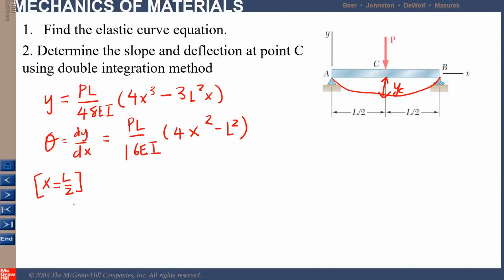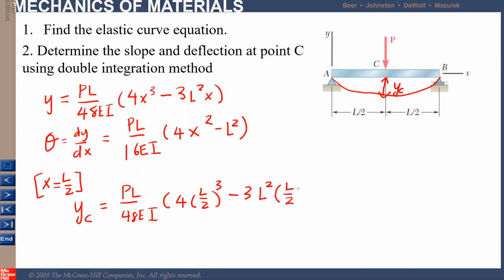Alright, so to find the y at C, we can just put in the value of PL over 48 EI times 4 times L over 2 cubed minus 3L square times L over 2. Then we can simplify this value and we will get minus PL cubed over 48 EI.